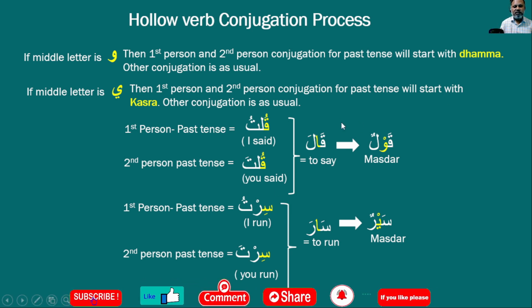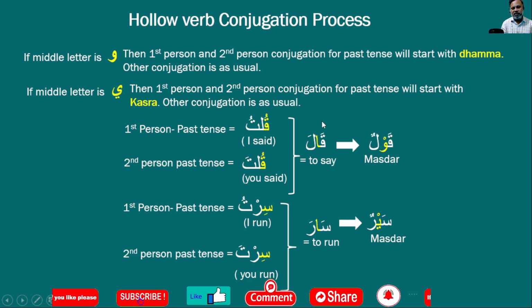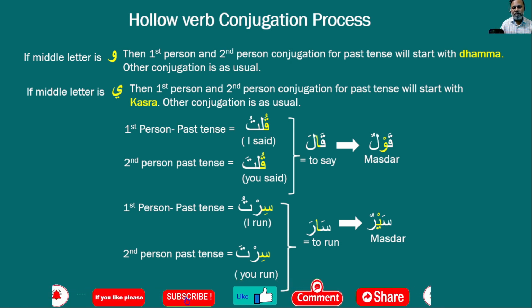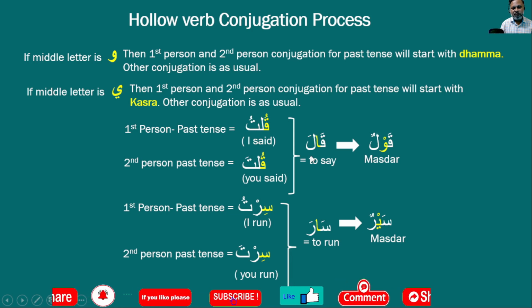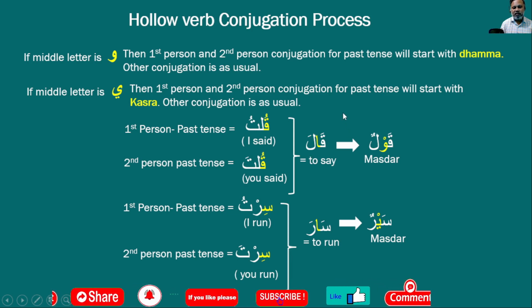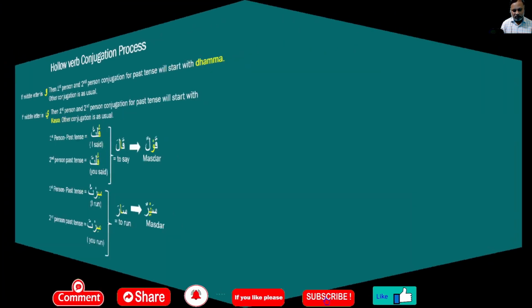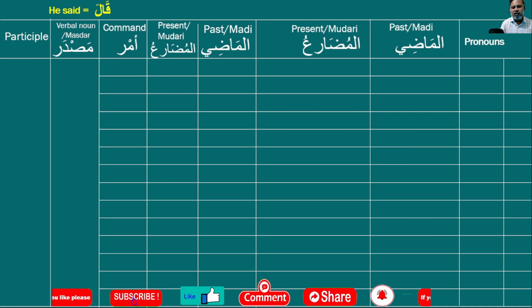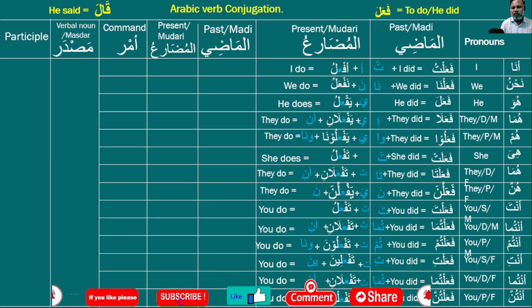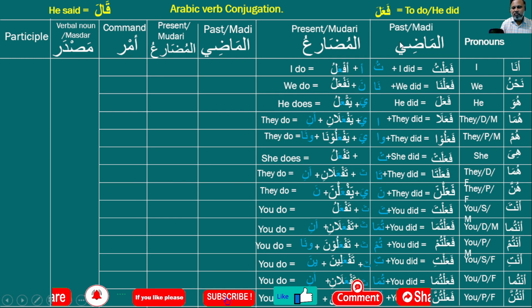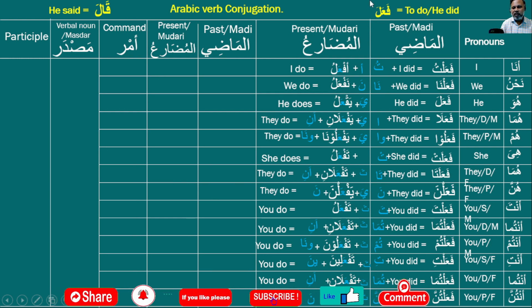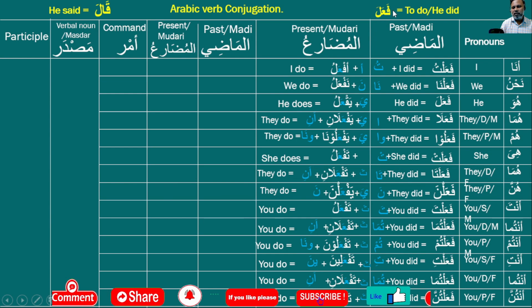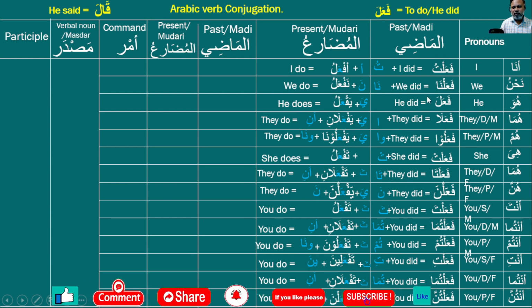Now we will see the detailed conjugation and we will compare this conjugation with our standard conjugation verb, fa'ala, and we will see the difference. Now we will start conjugating this verb qala and compare it with the fa'ala conjugation table. This is the conjugation table, and these are the conjugations of the fa'ala verb. This fa'ala is our standard or basic verb to learn conjugation.